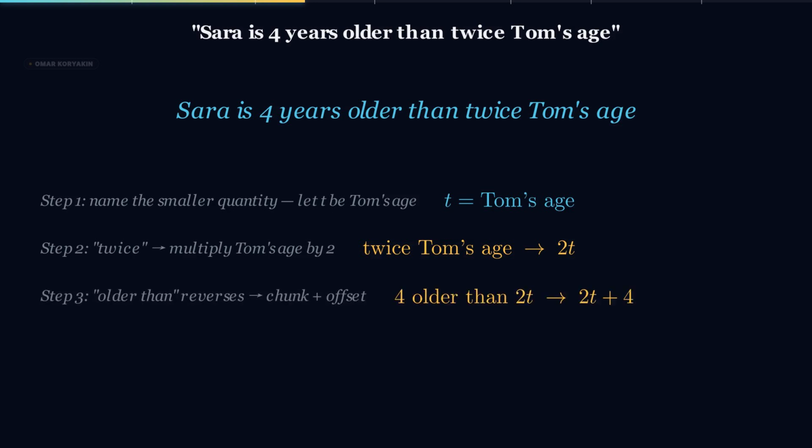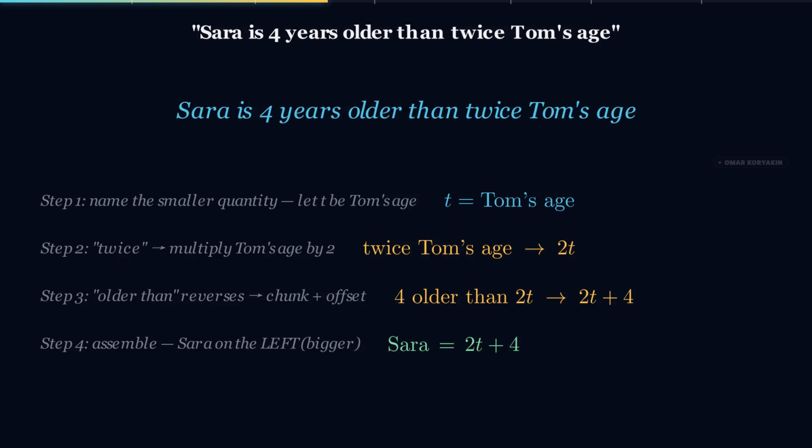Step 3. Assemble the expression for Sarah's age. 2t plus 4 is the algebraic representation. Notice the multiplier 2 attaches to Tom's age t, not to anything related to Sarah, because the sentence said twice Tom's age, not twice Sarah's age. Reading the wrong direction is the most common error on age comparison problems and is exactly the trap family 4 pattern.